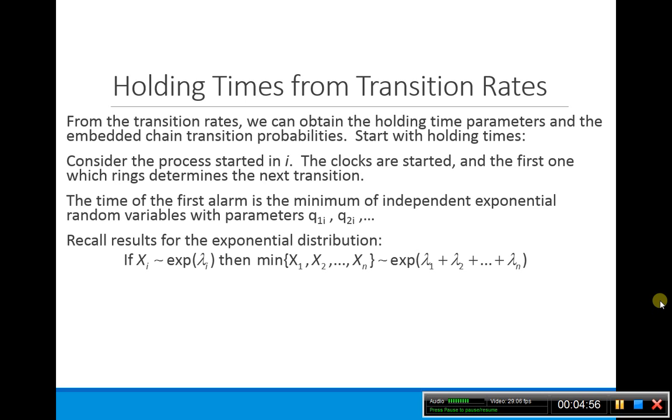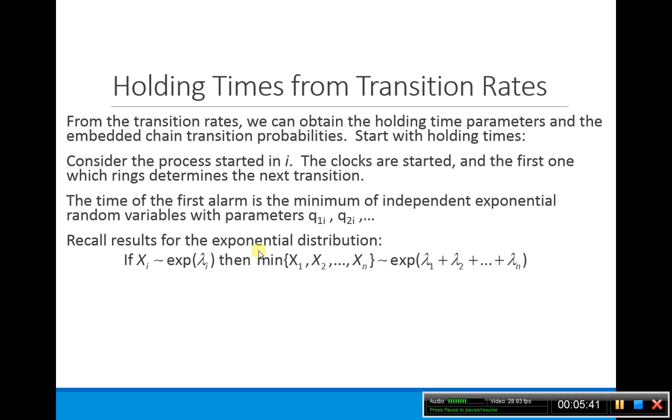So recall from the exponential distribution that if we have variables that each behave according to an exponential distribution, then the minimum of all these variables also behaves according to an exponential distribution, but the rate is the sum of all the independent rates. Remember, this is what we did with the exponential distribution before. So how does this relate to our alarm clocks? Let's say we're in state i. We can go to state 1, state 2. Let's say we can go to multiple different states from state i.